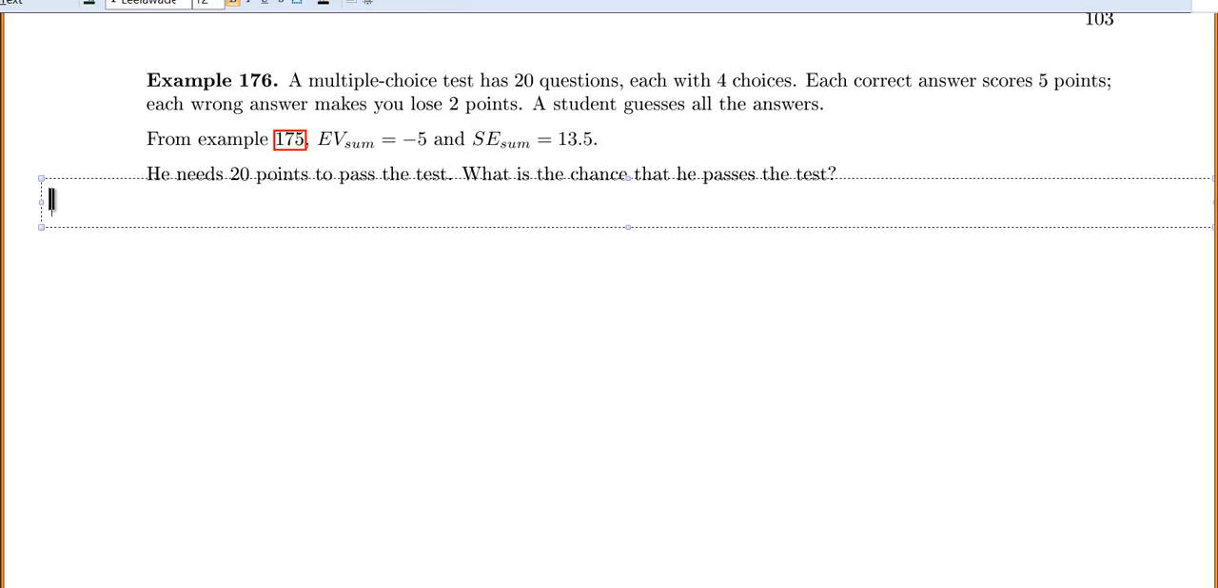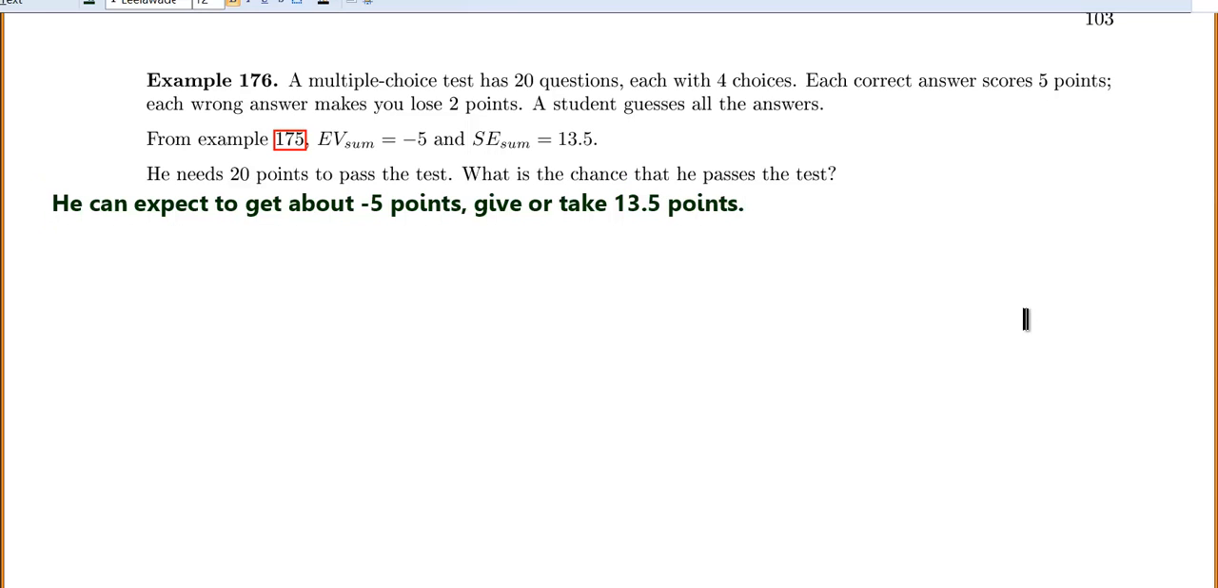Let's just make ourselves a note here. So based on the previous information, he can expect to get about -5 points, give or take 13.5 points. So that's what we know previously. Now we're going to go into even more depth and say, what's the chance that he passes the test by getting 20 points?